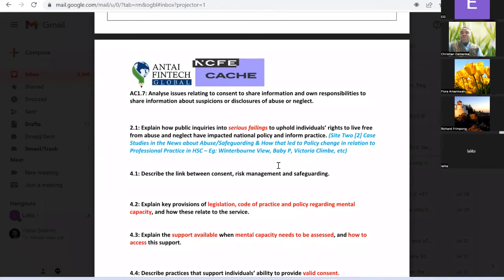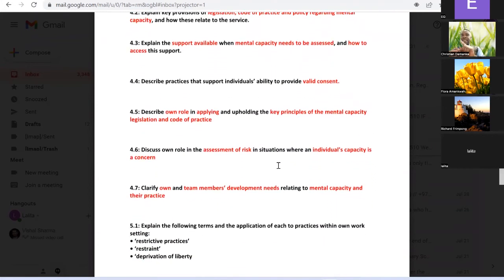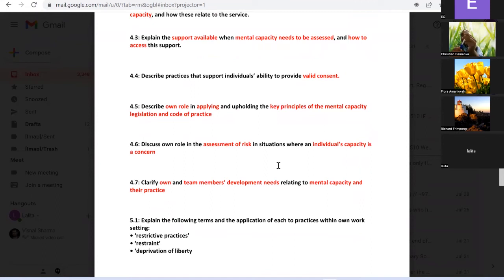This question is telling you, explain the support available when capacity needs to be assessed. So this is an individual, Mr. A. We want to assess Mr. A's mental capacity. So what support needs to be available to Mr. A in relation to that assessment? How do you need to prepare Mr. A for this assessment? What resources does he need to have access to? We talk about advocacy, independent mental capacity advocacy, all of those things. When you read on that, it's easy to answer that question.